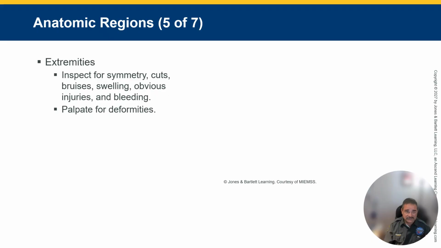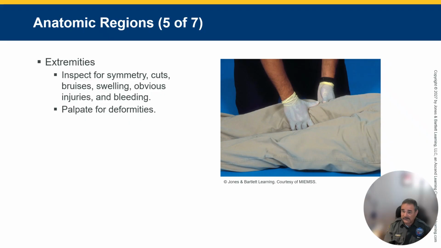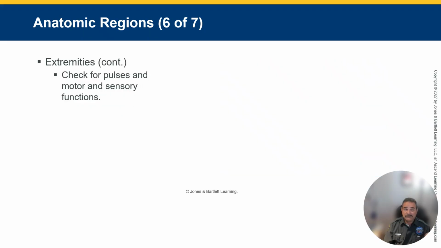Inspect the extremities for any cuts, bruises, swelling, obvious injuries, bleeding. Palpate for deformities. I like going to the lower extremities first. I'm already down in the pelvis, so go to the lower extremities, and then make sure when you get to the distal end, you're checking for pulses, motor, sensory. Remember that, that's important. Pulses, motor, sensory, and capillary refill. Pulses, motor, sensory functions, plain and simple, okay?